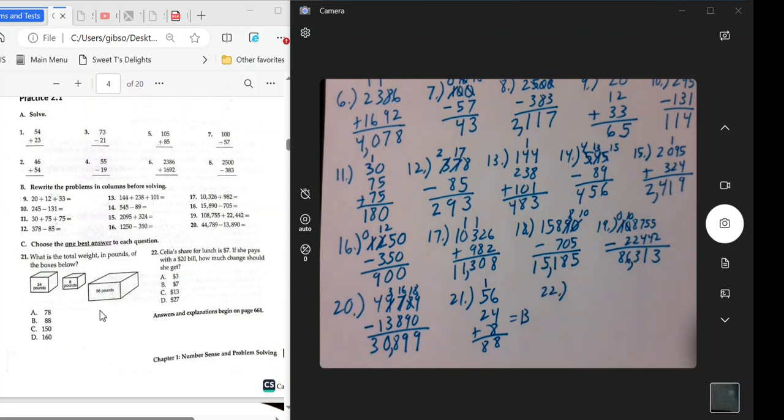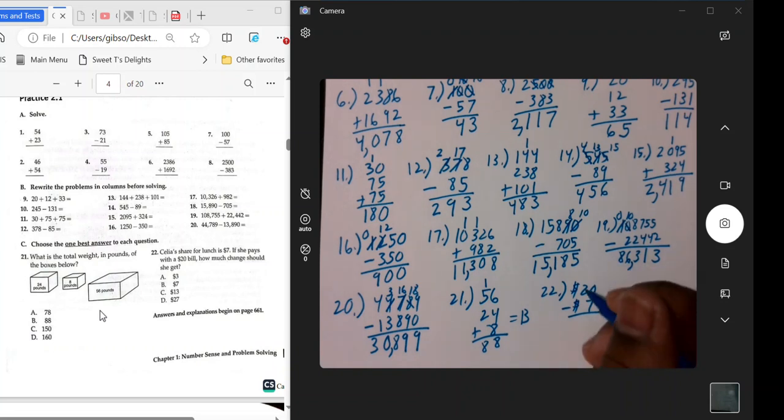Okay, now we go to problem 22. It says Celia's share for lunch is $7. If she pays with a $20 bill, how much change should she get? So we know this is subtraction. She has $20 and she spent $7. So we still line these up. We cannot subtract 7 from 0, so we borrow 1 from the 2, and the 0 becomes 10. 10 minus 7 is 3. 1 minus 0 is 1. So she will have $13 left, which is C.